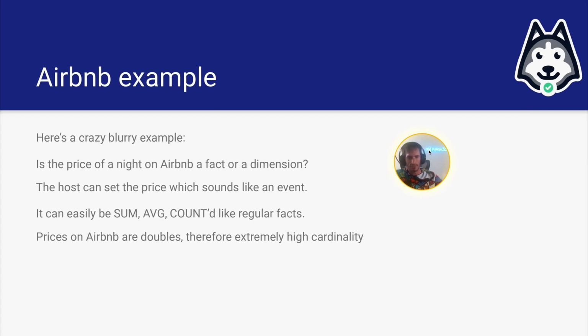Or you can average it, you can count it. Prices are doubles, and it's rare for a double or a decimal number to be a dimension. One of the things that's interesting about this is that it kind of is a dimension though, because it's the attribute of the night. This is just the price of that night. It's a state, right? So let's go to the next slide.